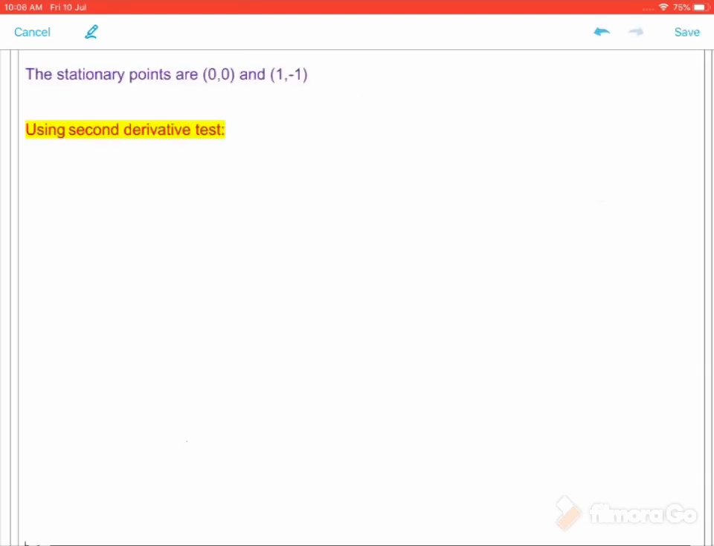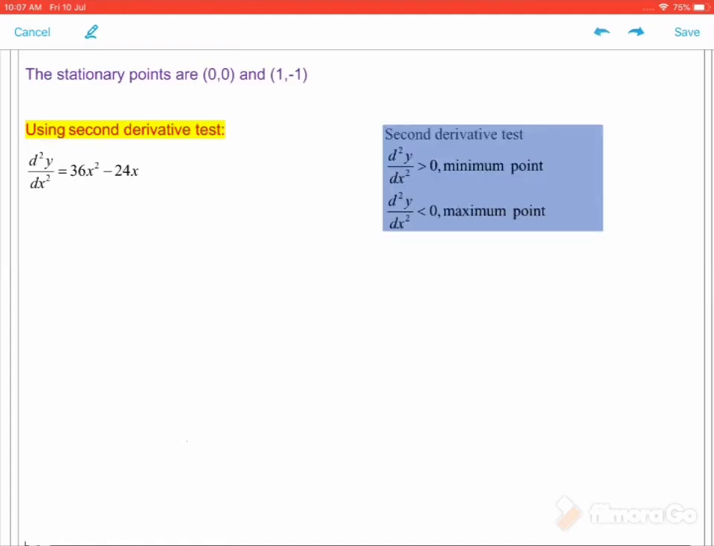Now we are using the second derivative test to test the two stationary points. First of all, we have to find the second derivative function. You will get d2y dx squared is equal to 36x squared minus 24x. This is the result of the second derivative.